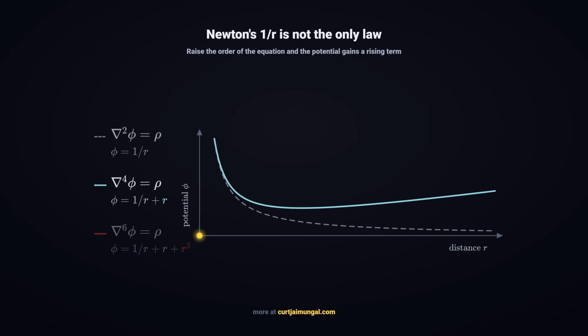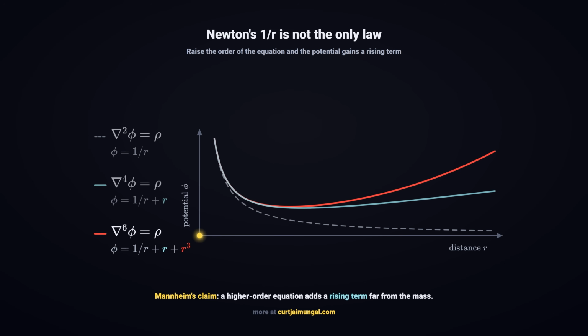If I give you del 6 phi equals rho, I get a 1 over r, an r, and an r cubed. In other words, Newton's law of motion, 1 over r, is not uniquely tied to the second-order Poisson equation. But all those other terms, the ones that grow like r or grow like r cubed, aren't important for the solar system because the solar system was still very short distance. So those terms could always have been there and you wouldn't know from looking at the solar system.